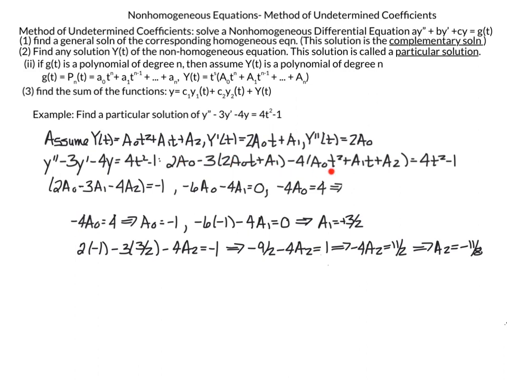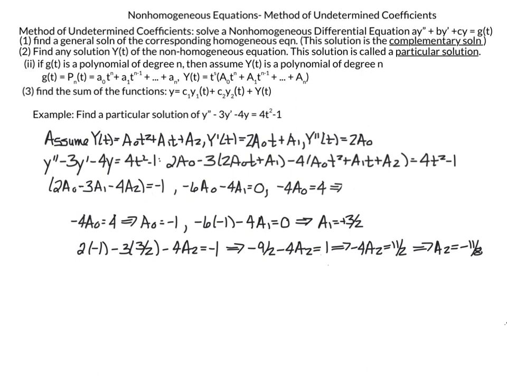Our terms that have no t or t squared in it, just the constant terms. I get 2a naught here. I have my minus 3a1 here. And over here I have my minus 4a2. And that will equal my negative 1.